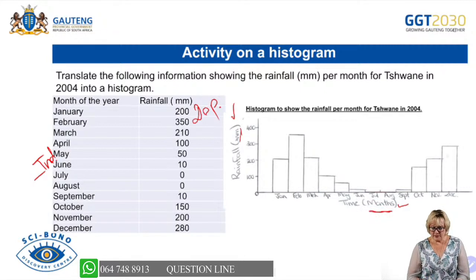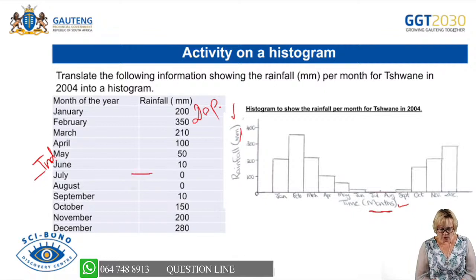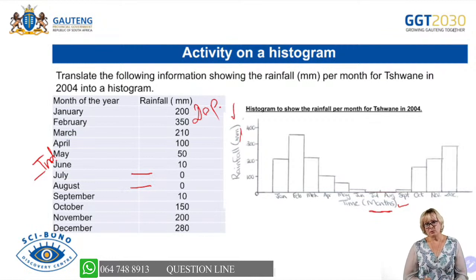There are the bars that are drawn. If you look here, you'll see July, August. There's nothing drawn here. Why? If we look at our table, July, August, there was no rainfall. All right. So you can have a line on the x-axis because that is where 0 is.